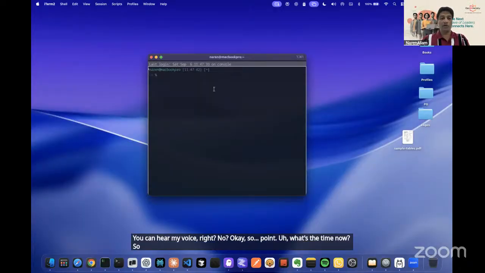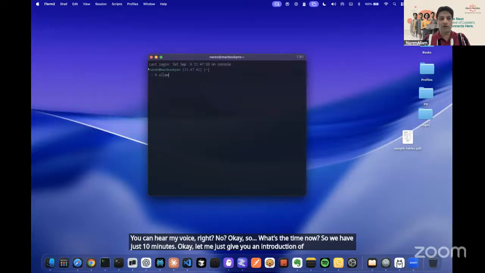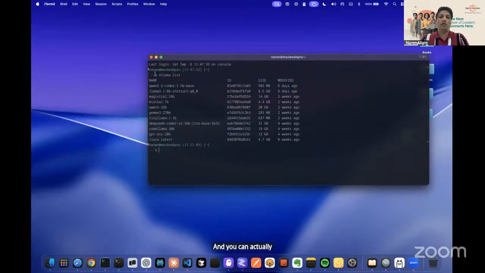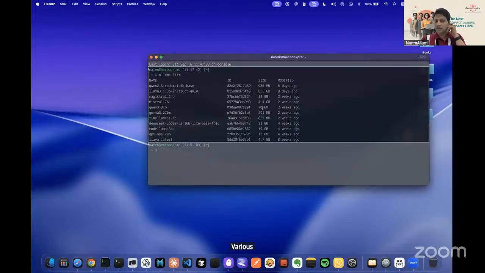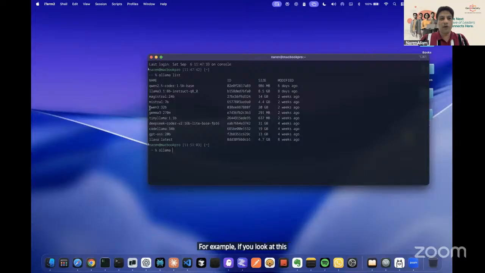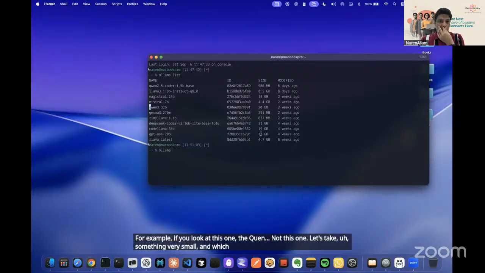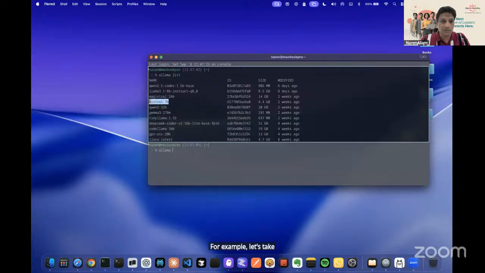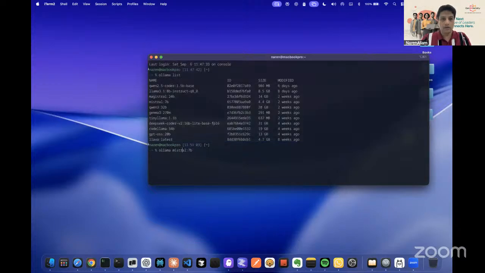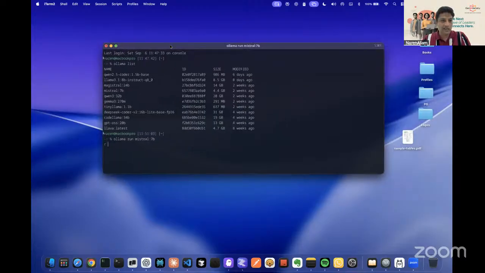We have just 10 minutes. Let me give you an introduction of what we do with the local models. You can install Ollama, the GUI and the CLI tool. These are the various types of models. I'll explain that tomorrow. Let's take something very small which you can install and run tomorrow, for example Mistral. You can run this model directly like this.